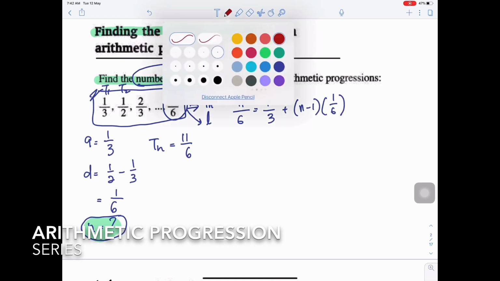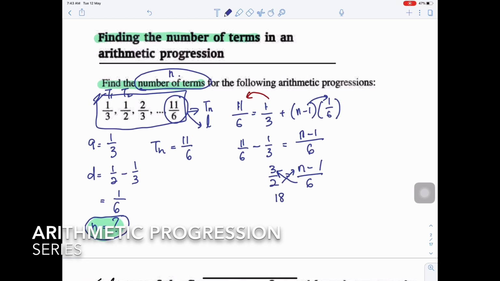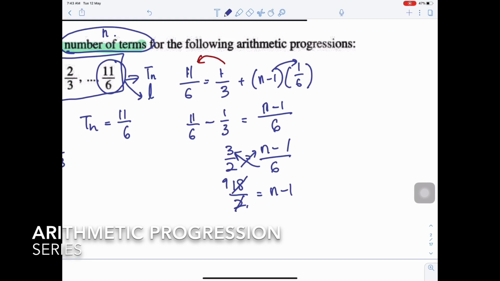Okay, bring to the left, so we get 11 over 6 minus 1 over 3 equals 3 over 2 equals N minus 1 over 6. Okay, cross multiply, so you get 6 times 3, 18 over 2 equals N minus 1. Simplify, so therefore N minus 1 equals 9.